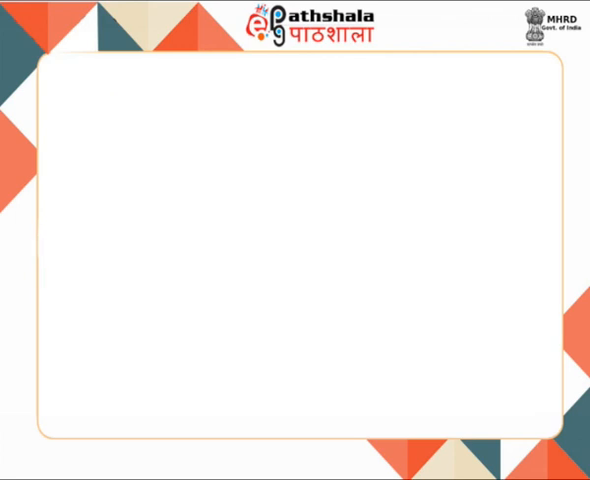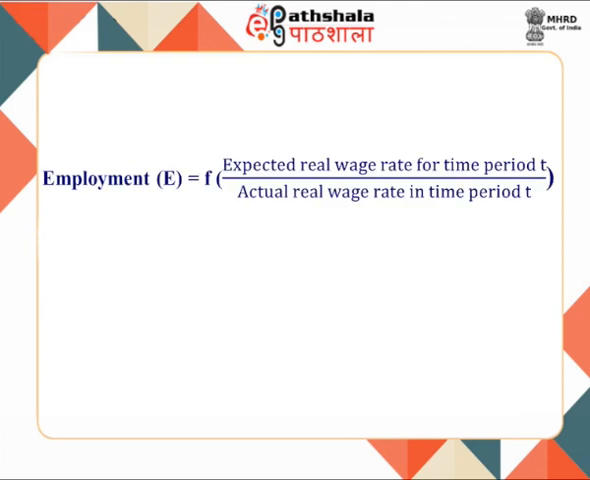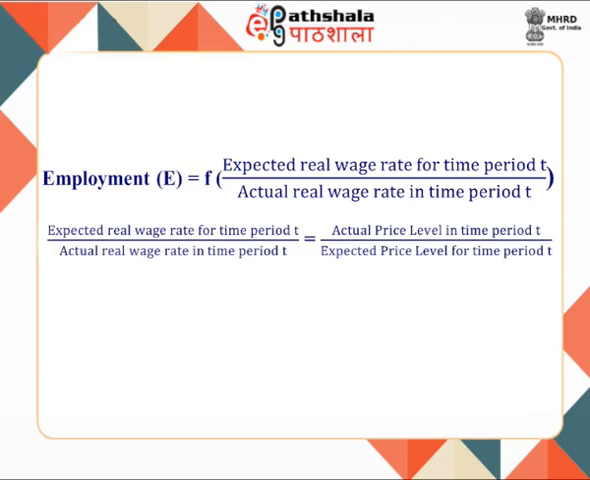Now, the aforementioned relationship can be expressed in terms of employment and price level as shown here. Employment, as given by E, is equal to a function of expected real wage rate for time period T divided by actual real wage rate in time period T, as expected real wage rate for time period T divided by actual real wage rate in time period T is equal to actual price level in time period T divided by expected price level for time period T.